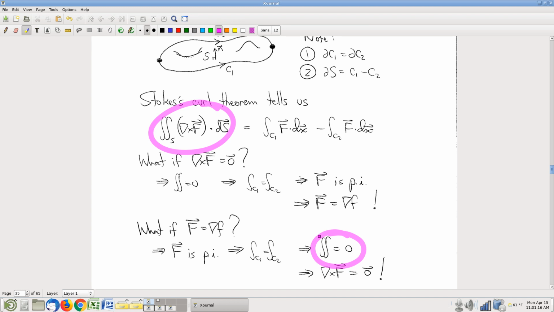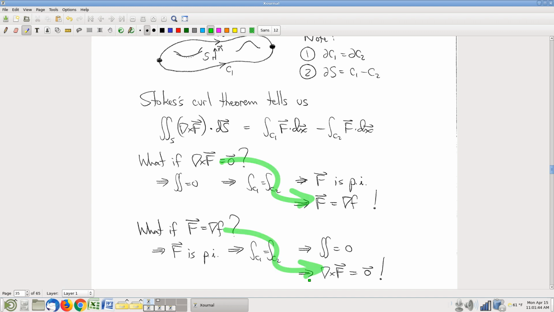And now, how could this possibly be? How could a flux integral always be 0 no matter what surface you pick? You can draw this surface anywhere, any way, and for every possible surface, you always get a flux of 0. Well, the only possible explanation is that the curl is 0, that integrand. So there's the lifetime theorem the other way. So curl being 0 means you're a gradient. Being a gradient means the curl is 0.